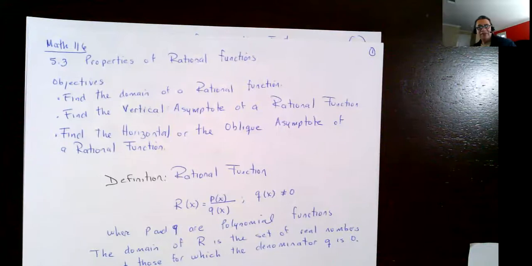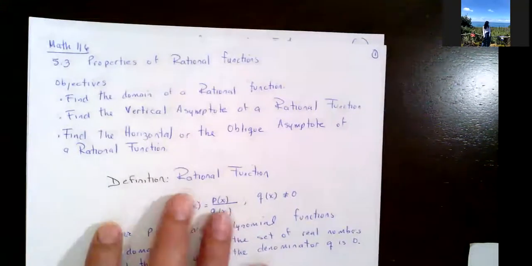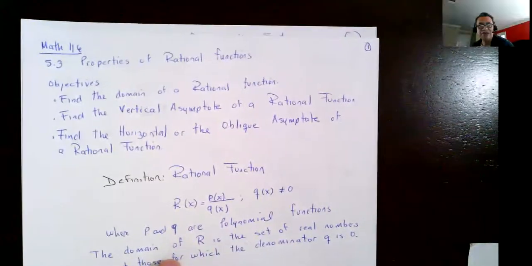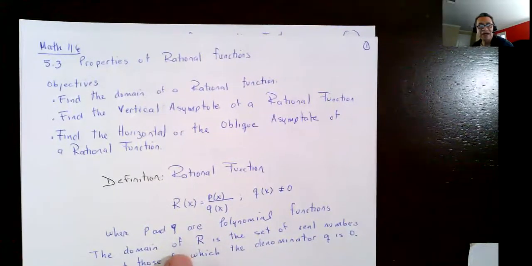All right. So what are the objectives of 5.3? Notice it says find the domain of a rational function. Find the vertical asymptotes of a rational function. And last, we're gonna find the horizontal or the oblique asymptote of a rational function.